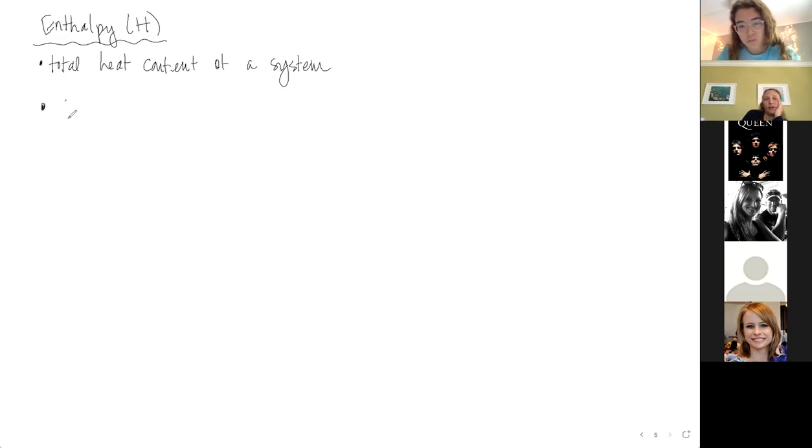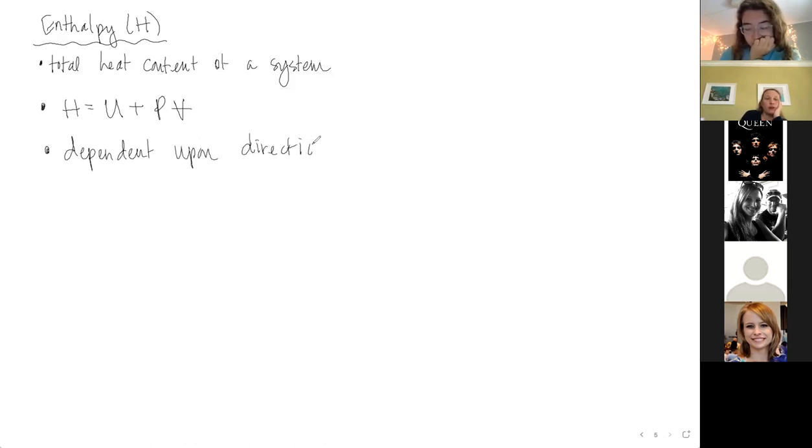Yep. So enthalpy is equal to internal energy plus pressure times volume. Enthalpy is also dependent upon the direction of the chemical equation.